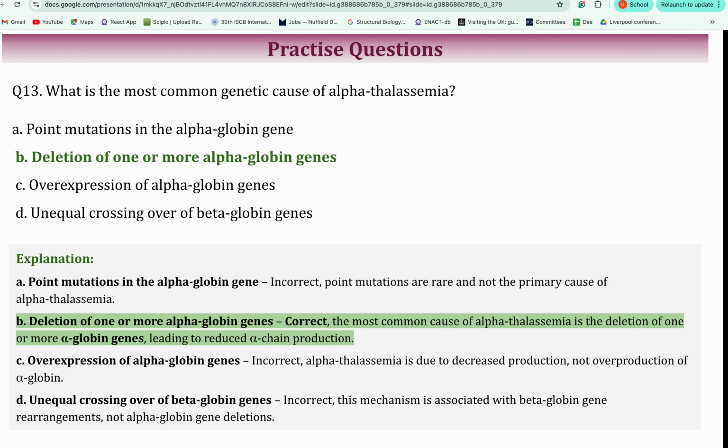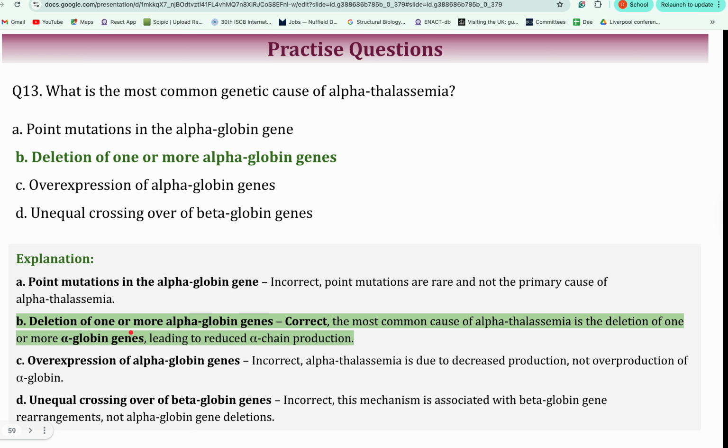Okay, so let's see. So the right answer is option B. That means deletion of one or more alpha globin genes. So let's see option A. Option A was point mutations in the alpha globin gene. So this is incorrect because point mutations are rare and they're not the primary cause of alpha thalassemia.